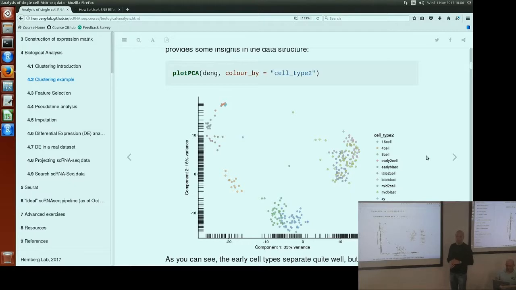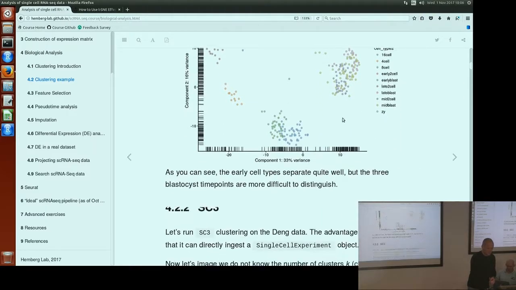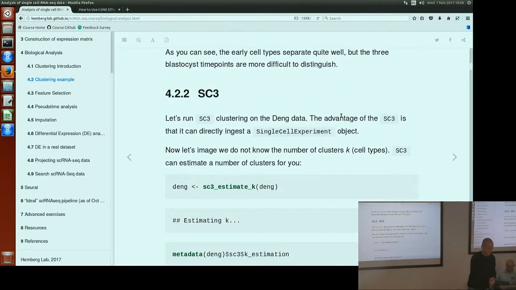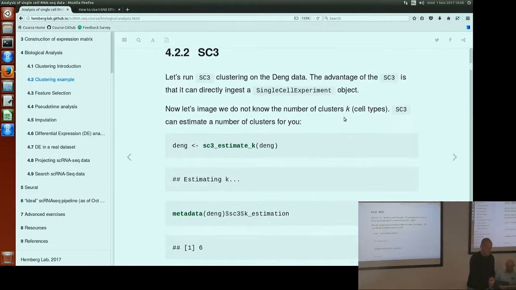You can actually run k-means algorithm on these 2 components, and it will find, say you ask for 4 clusters, it will find this one, this one, this one, and this one. So you will already have 4 clusters, which makes sense. But we will start with the SC3 tool.